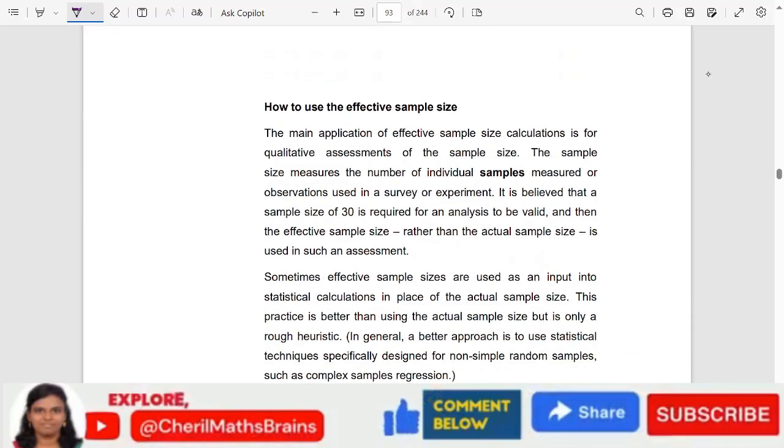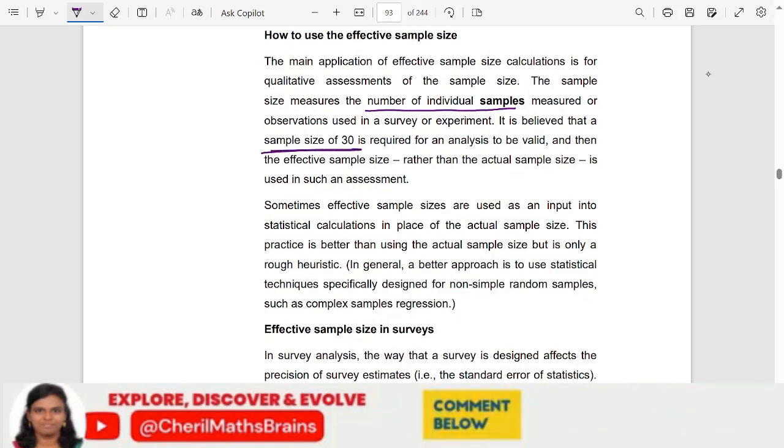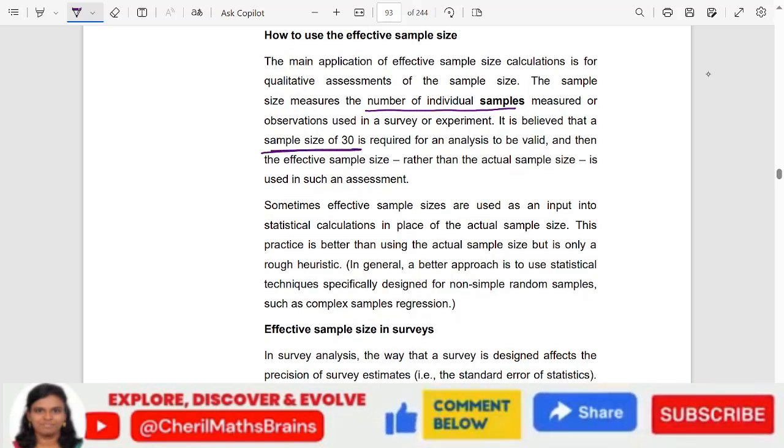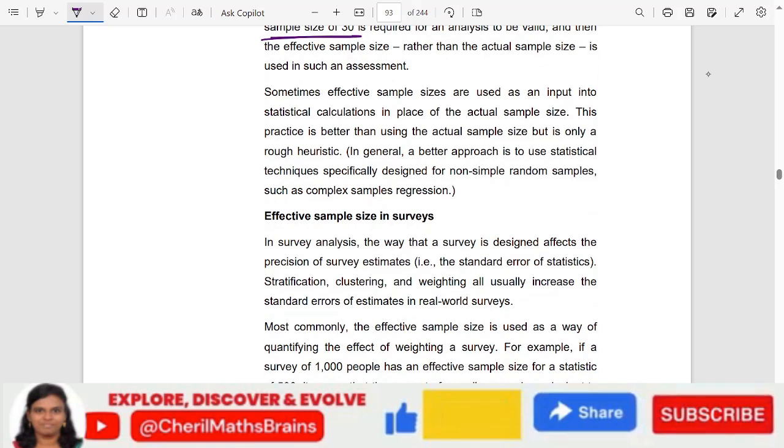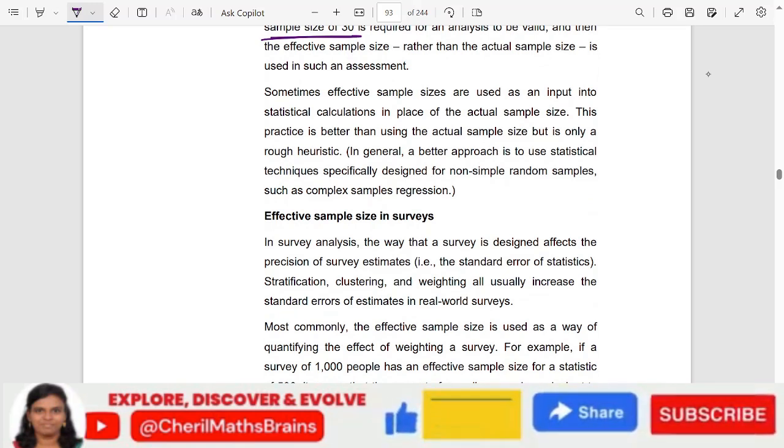So the next one is the sample size. The sample size measures the number of individual samples. The minimum sample size is going to be 30. Whatever you take, minimum it is going to be 30 always. So you will have to calculate and get the value. And every time you can't say that it is going to be only this.